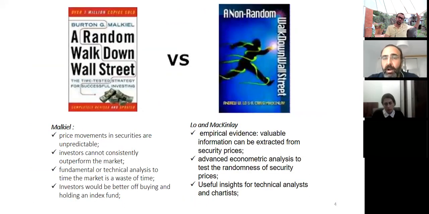Having said that, there are usually two sets of views, as we can see in many different literatures in finance, like on capital structure with the Modigliani and Miller school of thought and the traditional view, and on dividend policy, the Modigliani and Miller school, the signaling view, and the bird-in-hand view of dividend policy. Exactly, when we look at random walk or non-random walk, there are two arguments in front of each other.